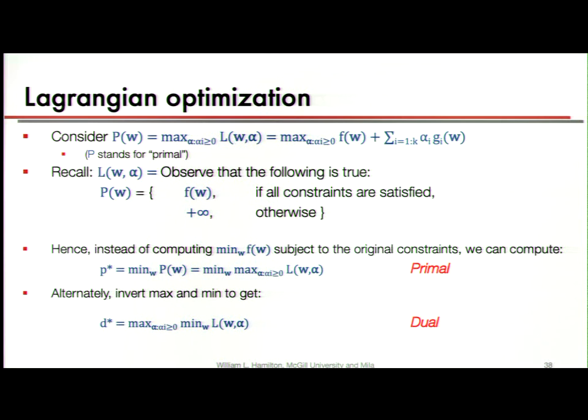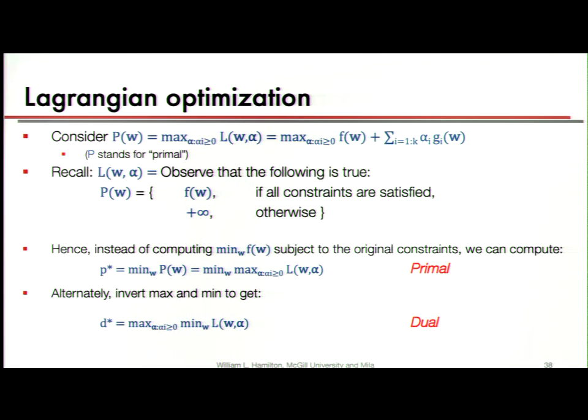So another consequence of this is that instead of computing the minimum of f(w) subject to our constraints, we can actually compute this min-max problem, where what we're saying is that we minimize w after maximizing with respect to all of these constraints. So we maximize this, and then we can minimize w with respect to this. And again, if these constraints are unsatisfiable, we're going to end up with this infinity here.